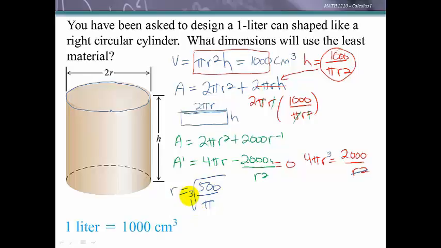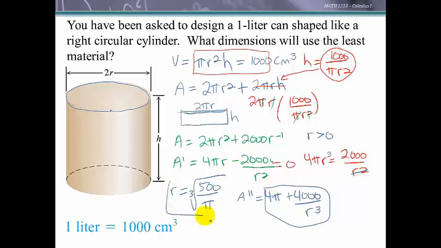Now let's confirm this is a minimum, which is what we wanted. So let's take a second derivative. That's going to be 4 pi plus 4,000 over r to the third. Remember that r is the radius, so r is greater than 0. So the second derivative will always be positive for r's greater than 0, which means it's always concave up. That means we do have a minimum when the radius is the cube root of 500 over pi. And we could find the height by substituting that in for r up here.